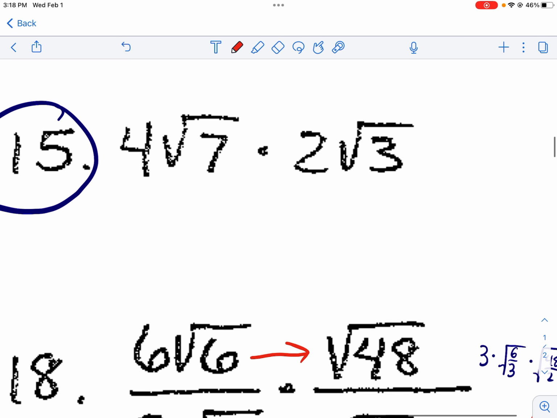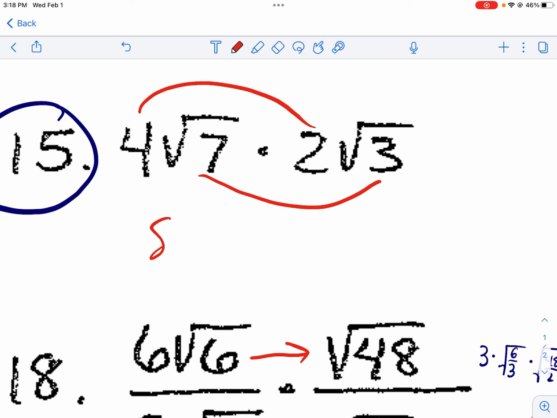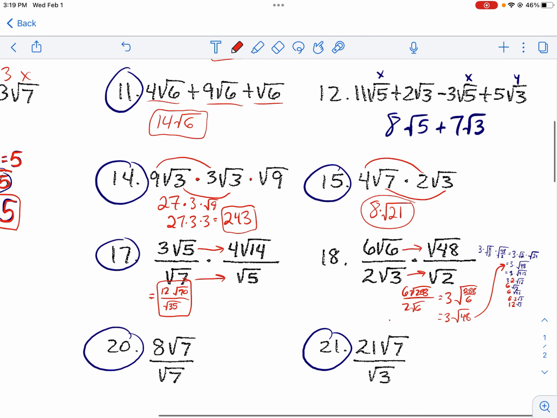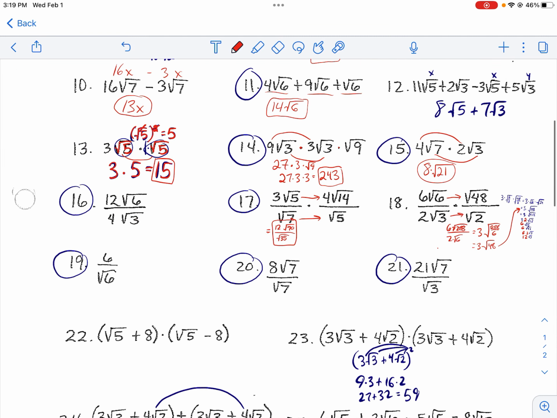All right, next one. I have to multiply the numbers in front and then the square roots inside. So 4 times 2 gives me 8. 8, and then square root of 21, right? And then I'm thinking, are any factors of 21 perfect squares? Is 4, is 9, is 16? None of those are, so I'm done. 21 does not have any factors that are perfect squares.